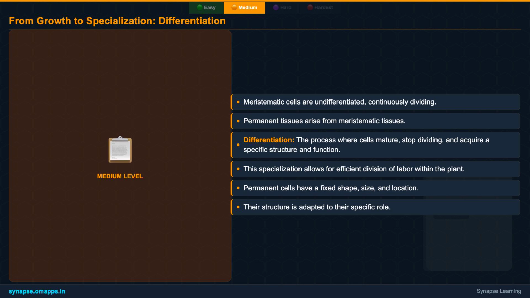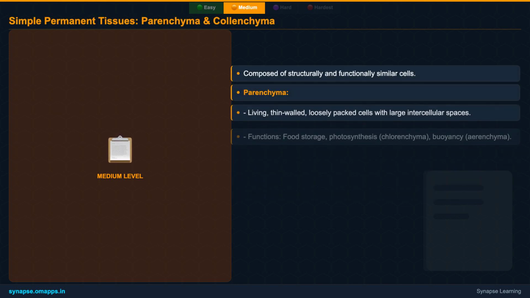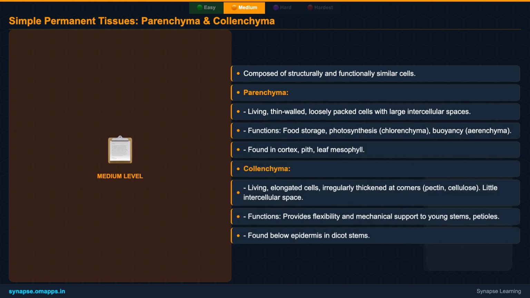This is where differentiation comes in. It's the amazing process where these young, unspecialized meristematic cells mature, stop dividing, and adopt a unique, permanent structure and function. This specialization is what allows different parts of the plant to perform dedicated jobs, like protection, support, or storage, making the entire organism highly efficient and organized. Let's dive into the fascinating world of simple permanent tissues, starting with parenchyma and collenchyma.